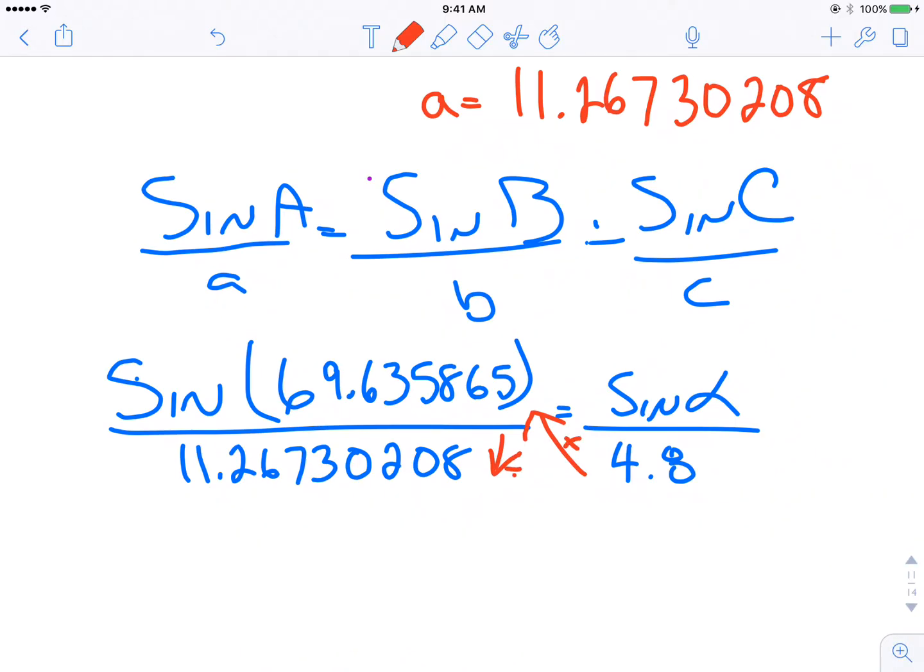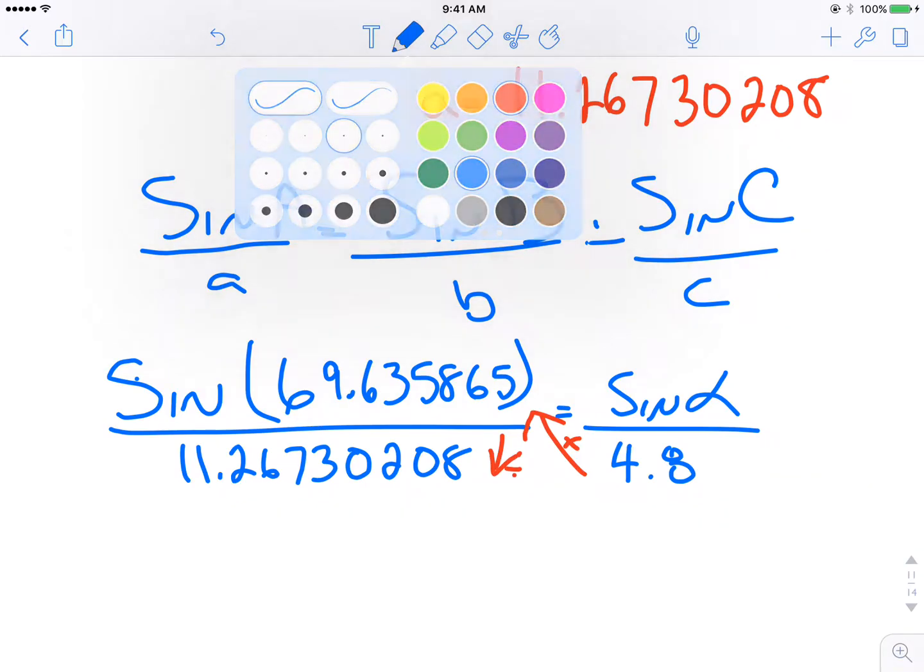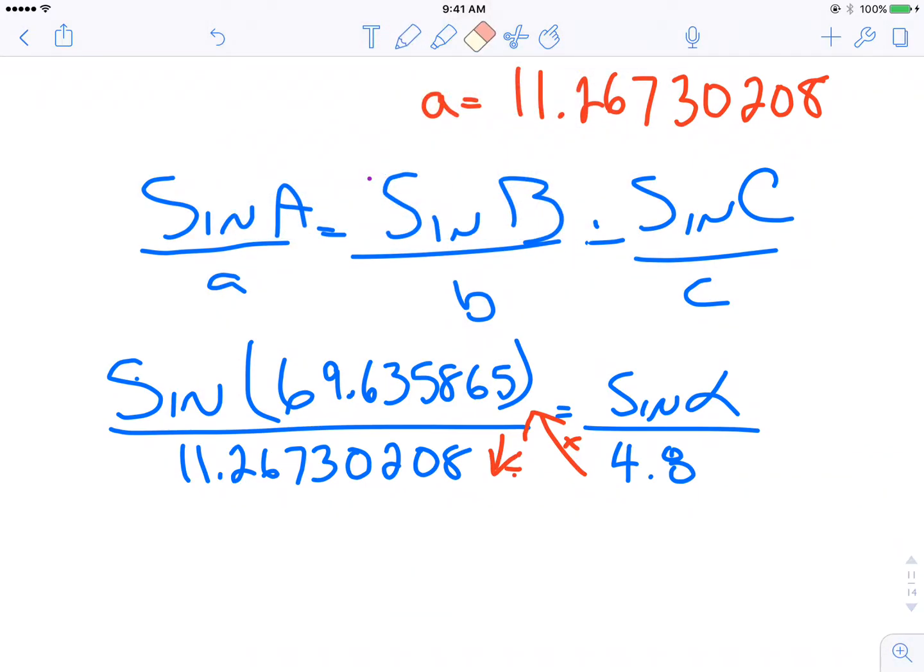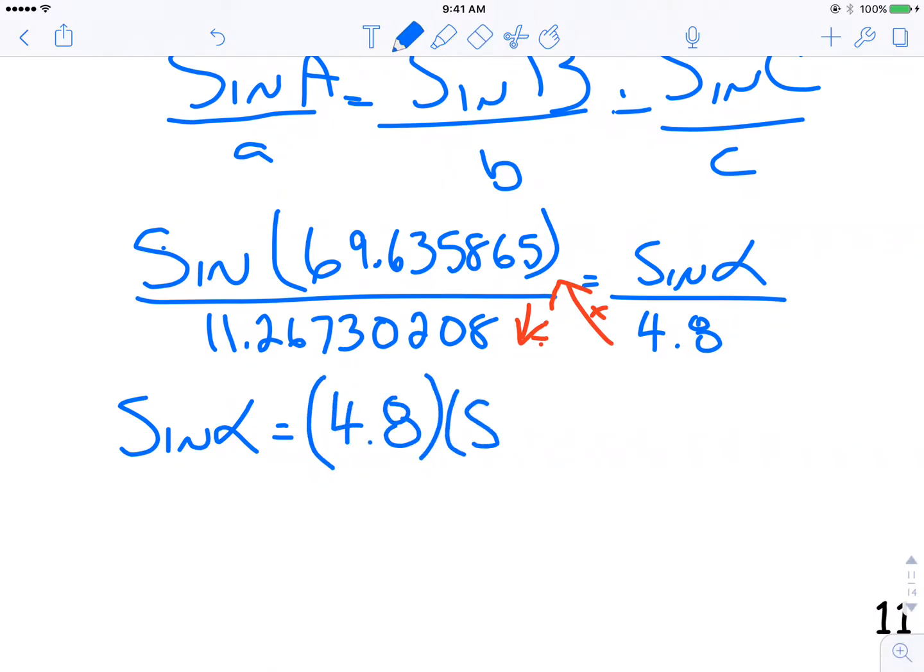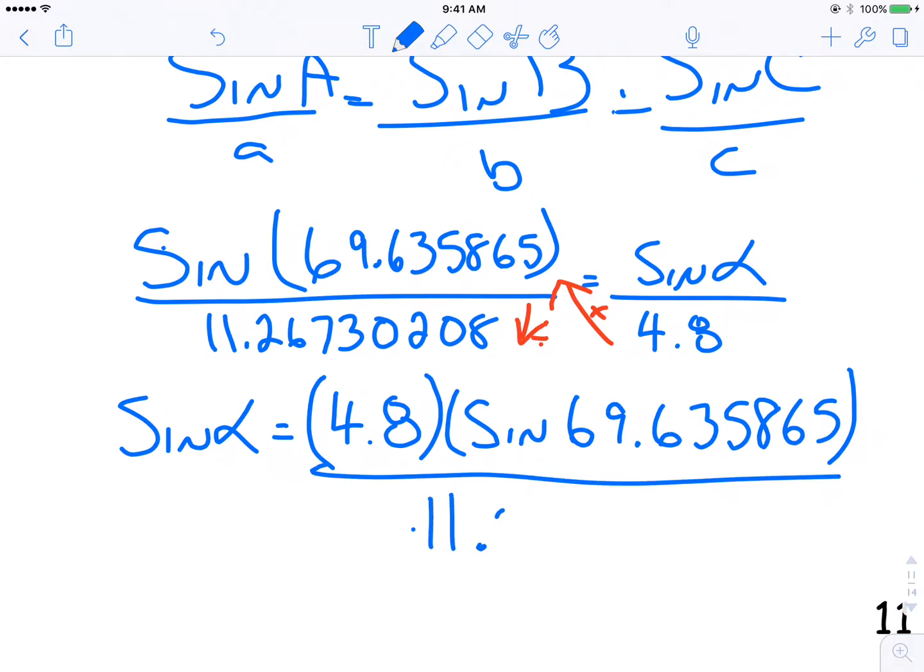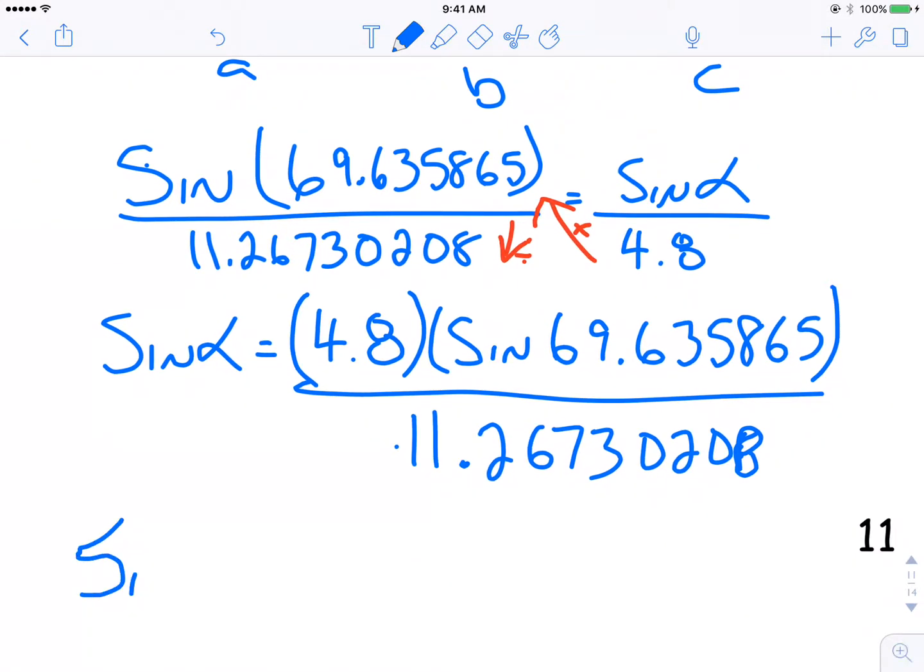That's going to give me sine alpha equal to 4.8 times the sine of 69.635865 divided by 11.267302088. Into your handy dandy calculator.